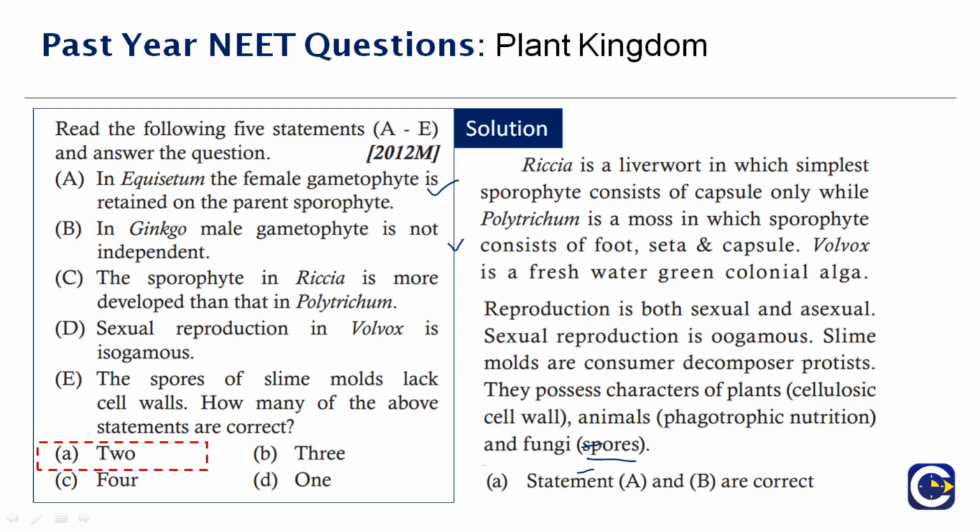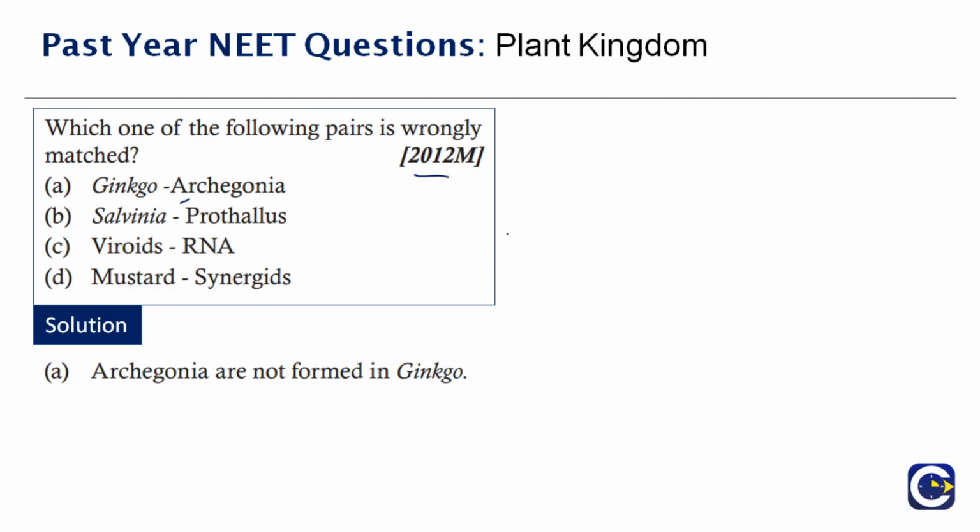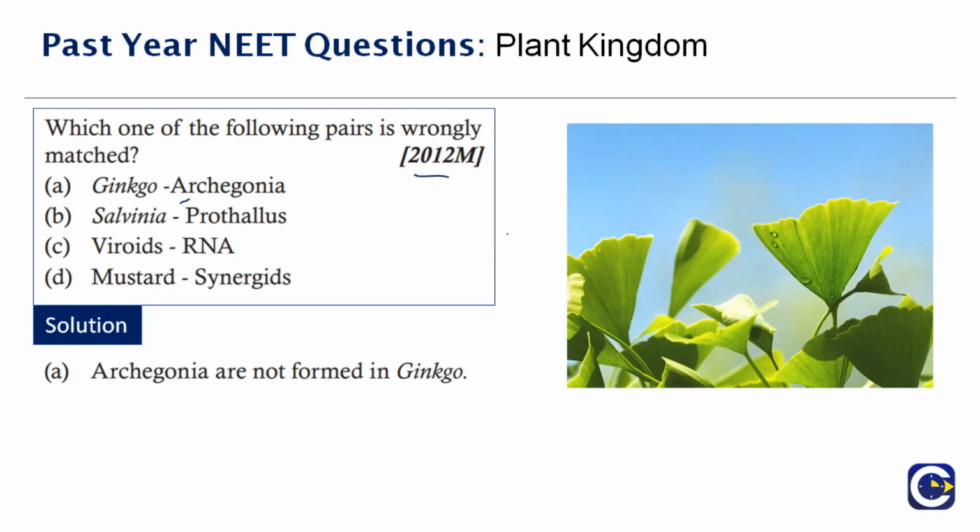Next question. Which one of the following pairs is wrongly matched? This question was asked in the year 2012. Let's go one by one. First one, Ginkgo, archegonia; Salvinia, prothallus. Yes, viroids will have RNA; mustard, synergids. So the correct answer to this question is option A, archegonia. Ginkgo will not have archegonia.